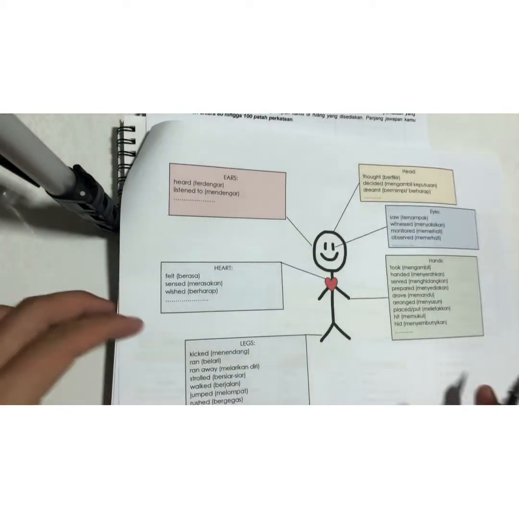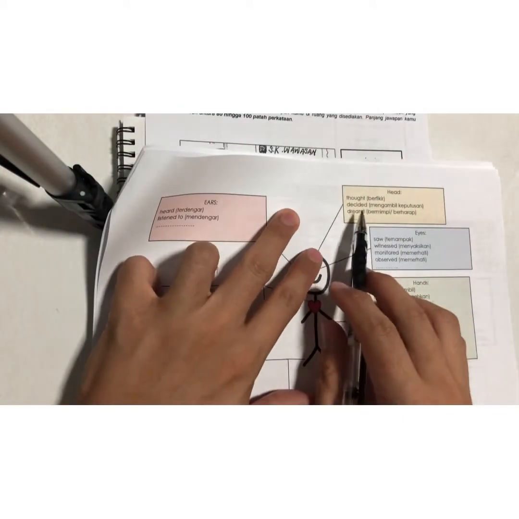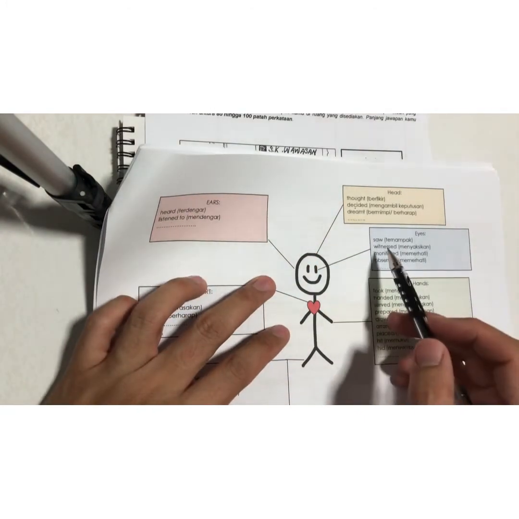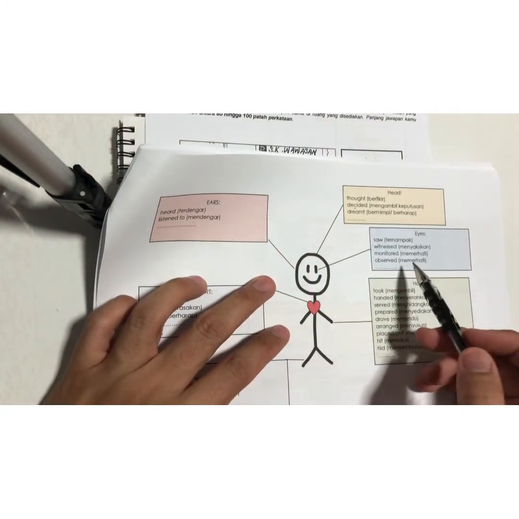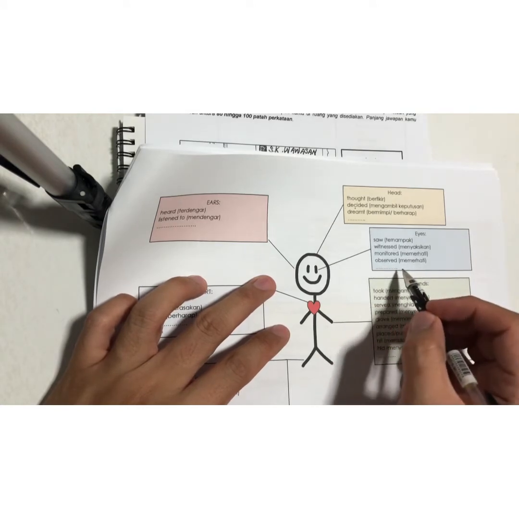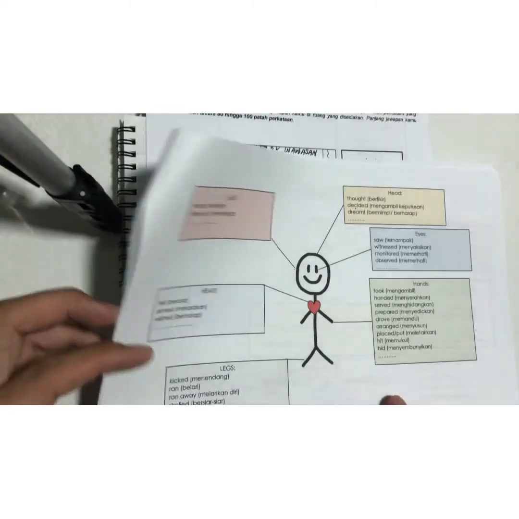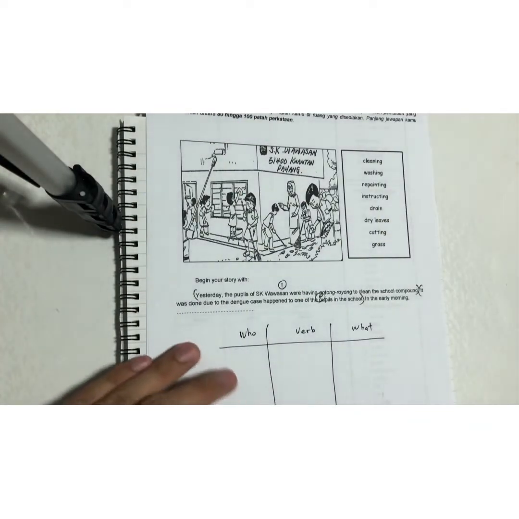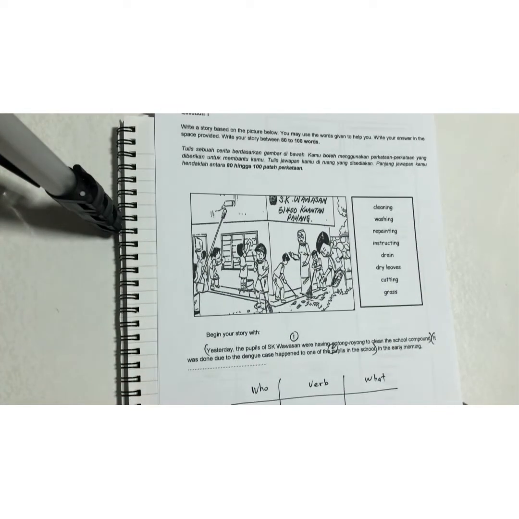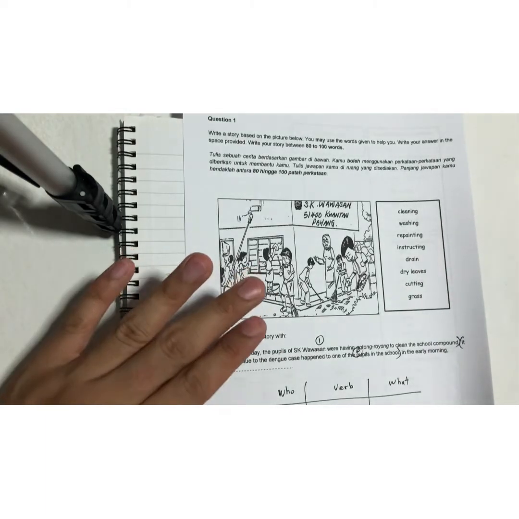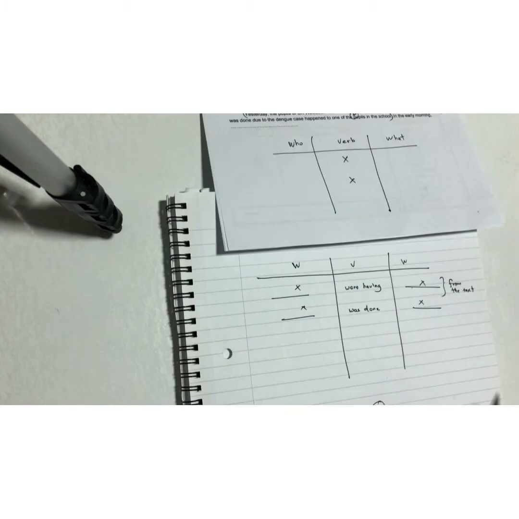Jadi contohnya from the head, you can find verbs like thought, decided, dreamt. From the eyes, you can say saw, witnessed, monitored, observed. Why did I put the dotted line there? Meaning that you must find on your own. So these are my suggestions only. For my example today, Mr. Azwan akan guide awak cara membuat cerita ini for the first paragraph only.